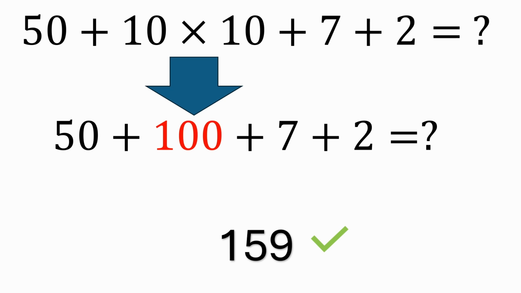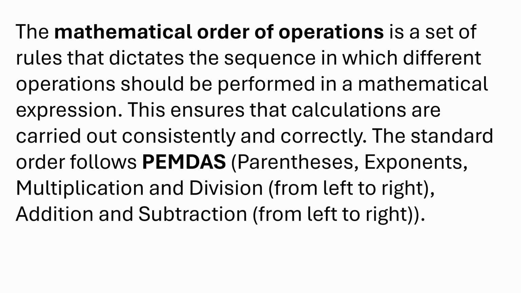But I do see a lot of people getting 609. See a lot of people misunderstanding the order of operations. A lot of people seem to think that you've got to have parentheses before you solve this, which is incorrect. You do not need parentheses. Some people think the order of operations only applies in algebra. That's also incorrect. The mathematical order of operations is really a set of rules that dictates the sequence in which different operations should be performed in a mathematical expression. And this ensures that calculations are carried out consistently and correctly.